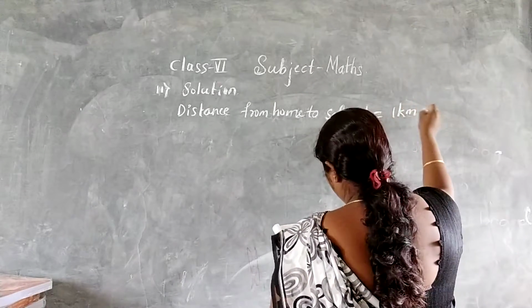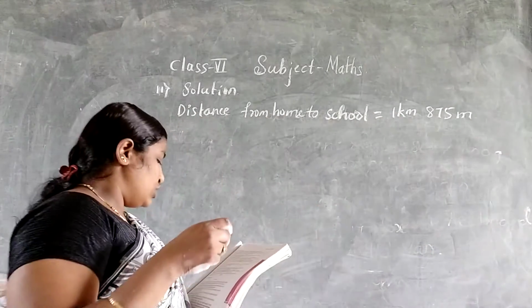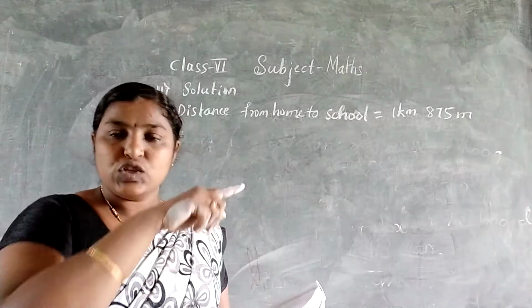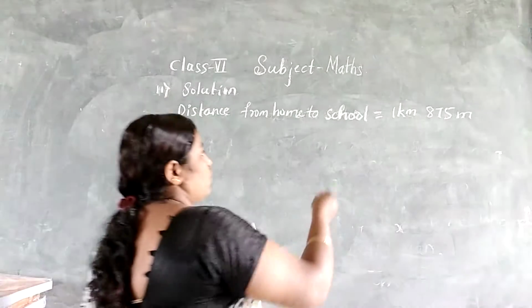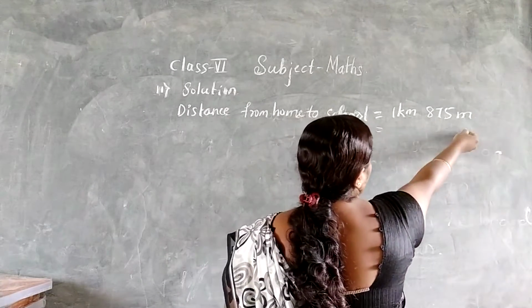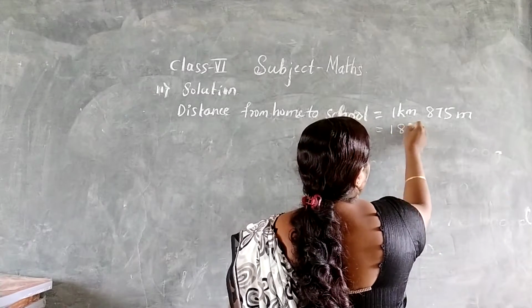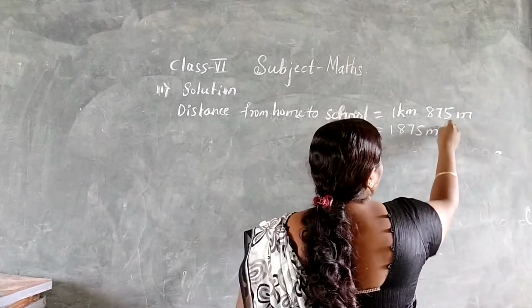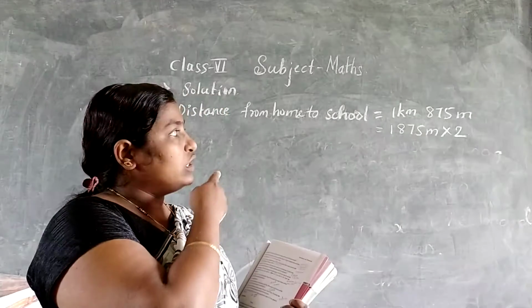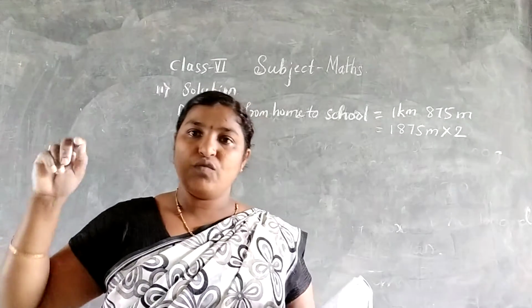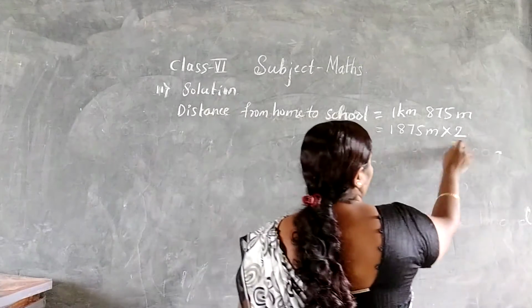1 kilometer 875 meter. She walks both ways. So in the morning she has to go and she has to come back, so 2 times she will do this. First convert this 1 kilometer and 875 meter into meter. That will become 1875 meter into 2, because 2 times she will walk this much distance: in the morning from home to the school, and again from school to home. So into 2 we should do.